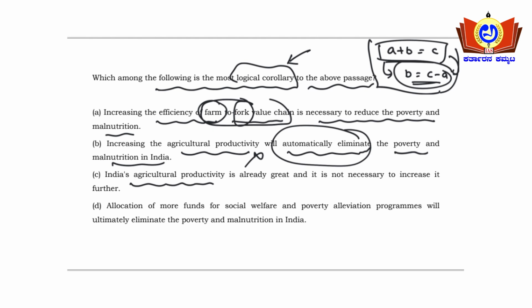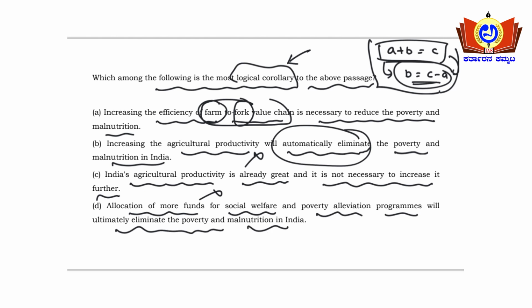India's agricultural productivity is already great, and it is not necessary to increase it further. No, this statement doesn't hold good with the passage. The theme of the passage is different from this statement, so option C is also wrong. Allocation of more funds for social welfare and poverty alleviation programs will ultimately eliminate poverty and malnutrition. Nowhere in the passage can you see anything about poverty alleviation programs or social welfare, so option D is also wrong. So the most probable option is option A.